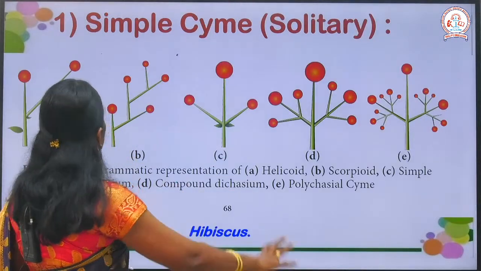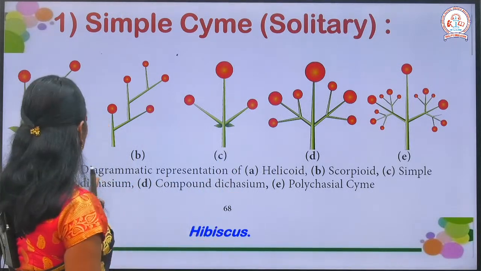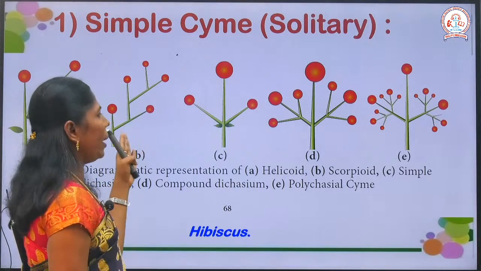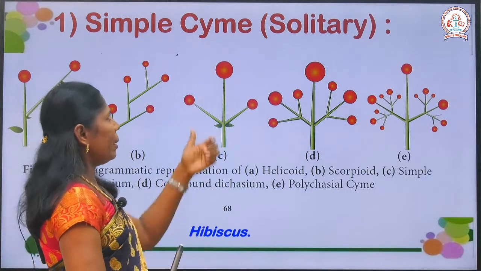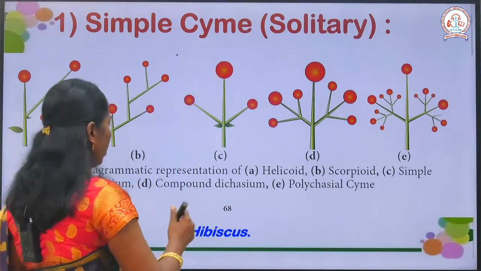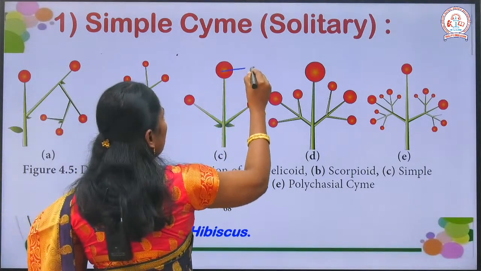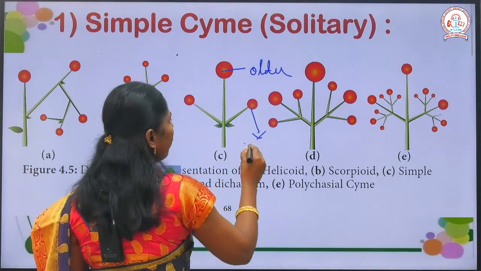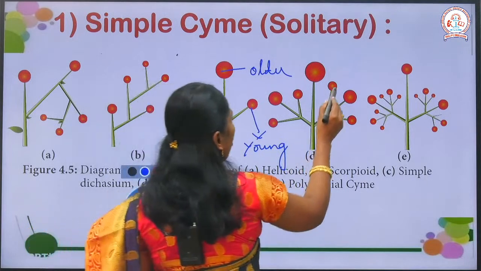So the first one, this is a different type of the cyme. The first one here is helicoid in nature. Another one is scorpioid in nature. Next is simple dichasium. Simple dichasium has an older flower. This is an older flower, and either side has young flowers. And this is your compound dichasium.